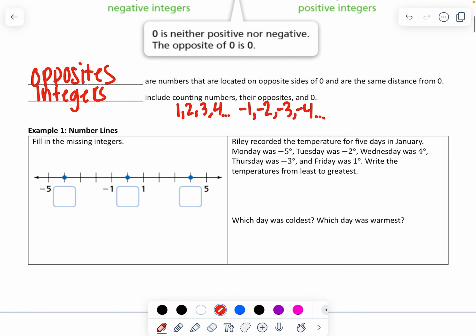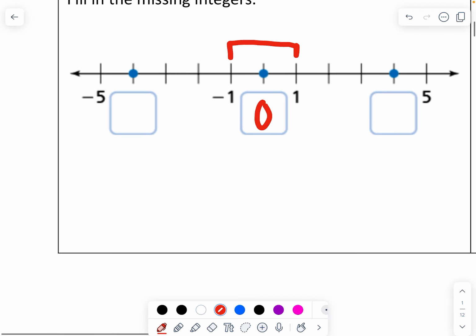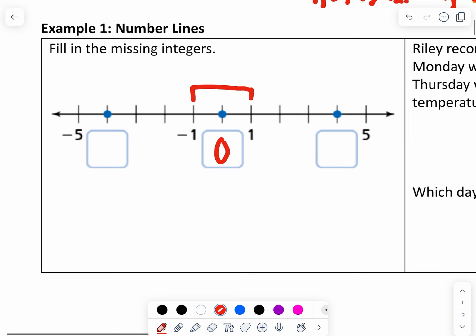So on this first example, we need to fill in the missing integers. So we can see here, -1 and 1. Well, what should be exactly between them? It should be 0. Okay, 0 is the middle of the number line, and it's what separates our positive and our negative numbers. So then to the right, I can tell that it's going up by ones. So this would be 1, 2, 3, 4. It would be a +4.